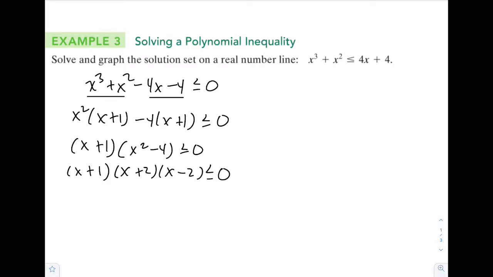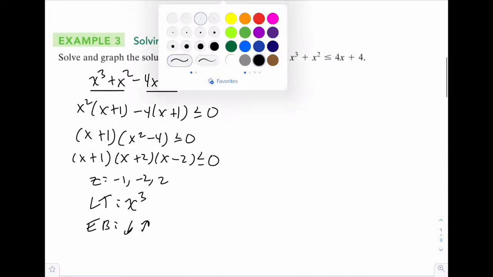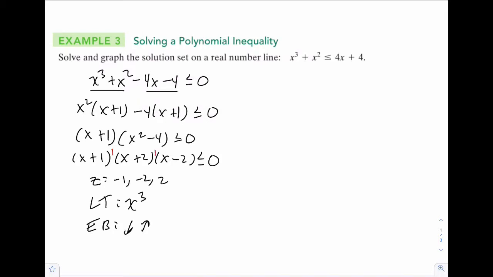So at this point, we could definitely do a sign chart. But notice how my zeros are really clean. Negative 1, negative 2, 2. So a sign chart would definitely take the longest. So I'm going to say let's graph it, because graphing should be pretty fast. The leading term is x cubed, which means my end behavior is down and up. And all the multiplicities here are 1, which is convenient.